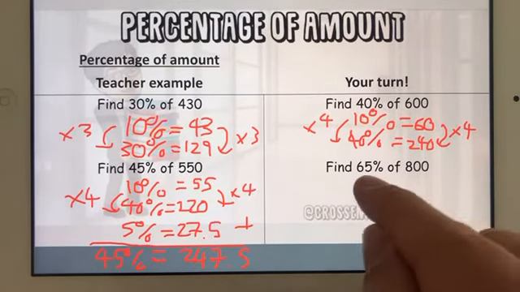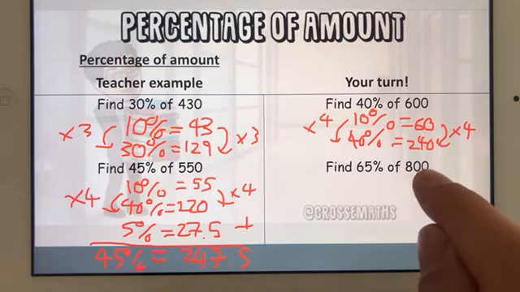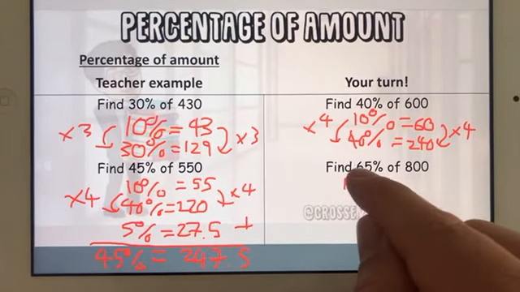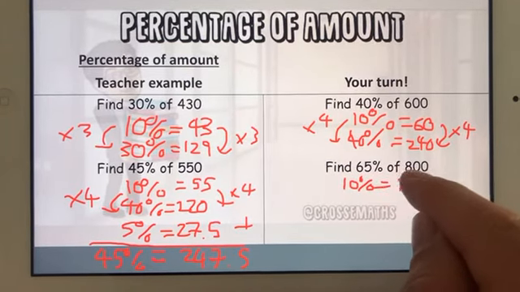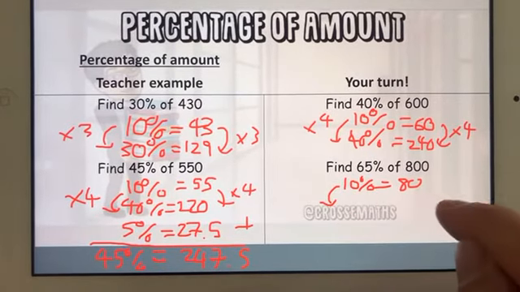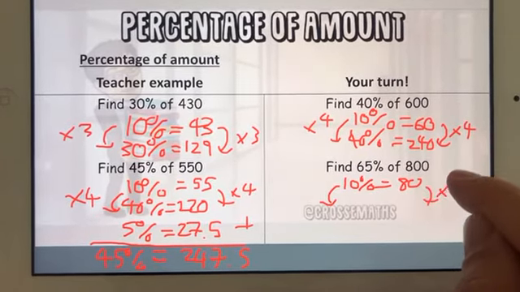65%, a little more challenging, but we've got a nice number. This is the important number to see if the question is nice or not. If this number is lovely, it'll make the question really easy. 65%, 10% first. 10% is 80. Then I want 60%, because that's the percent underneath 65. So I'm going to times both sides by 6.